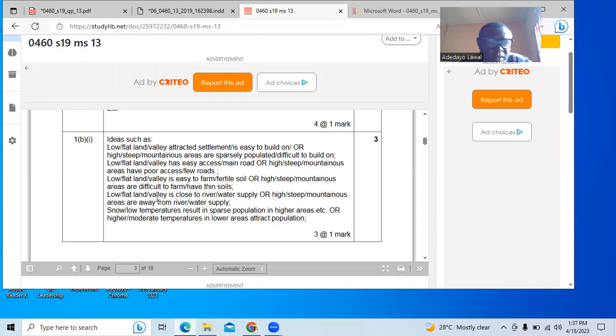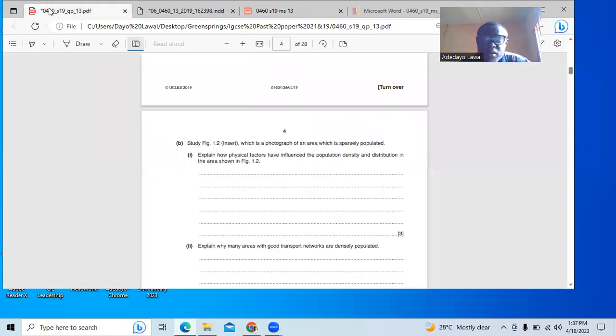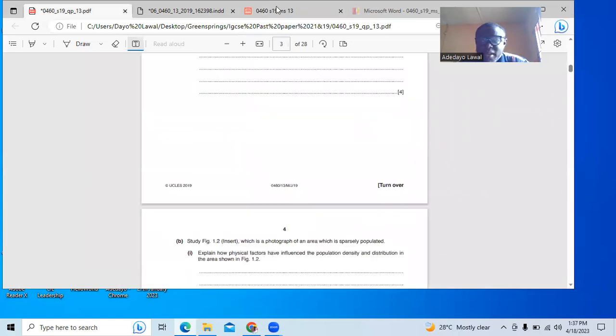Okay. Low flat valleys close to river. Yes, I did mention rivers. So flat areas are closer to rivers. People need water to survive, water supply. So mountainous areas are far from it. Low temperature results in sparse population. So that's cold weather, which I talked about. Okay, so I believe that has opened it further.